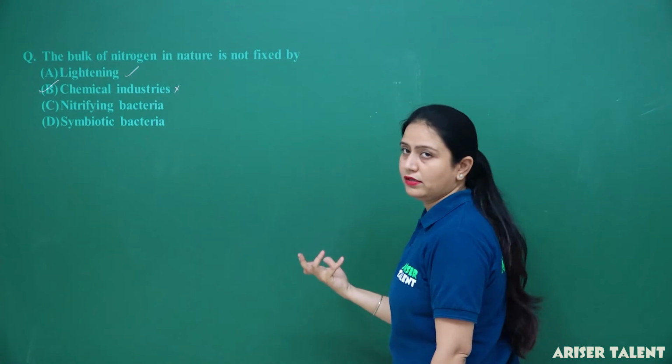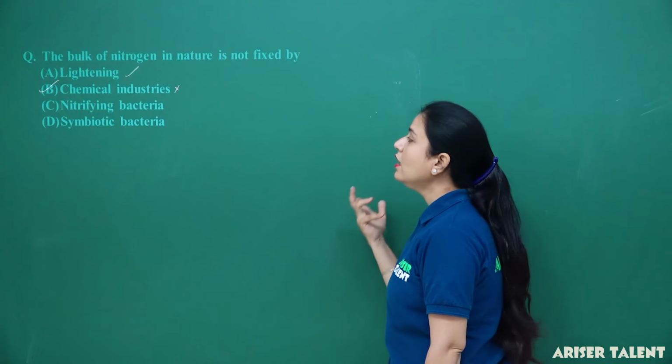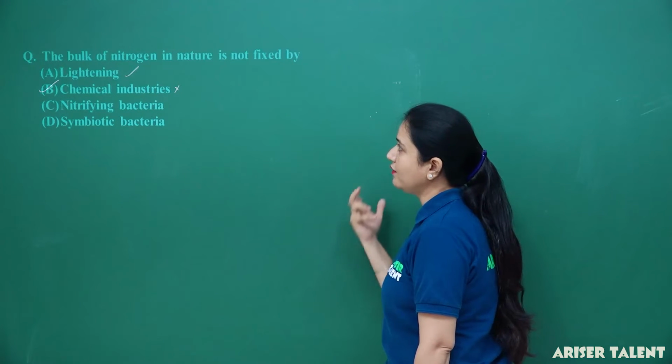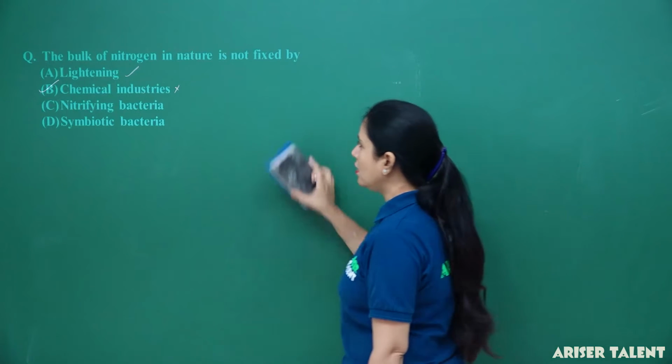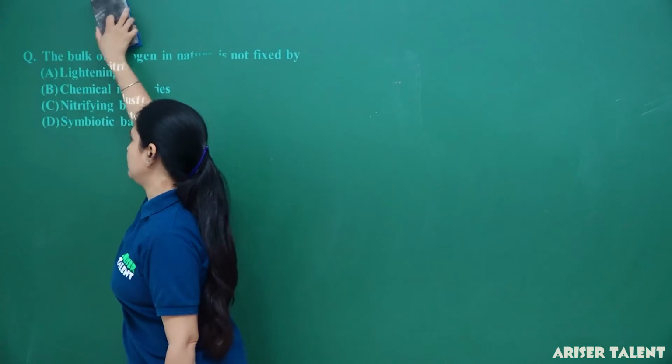Nitrifying bacteria can fix nitrogen, and symbiotic bacteria also can fix the bulk of nitrogen in nature, but chemical industries cannot perform the same function.